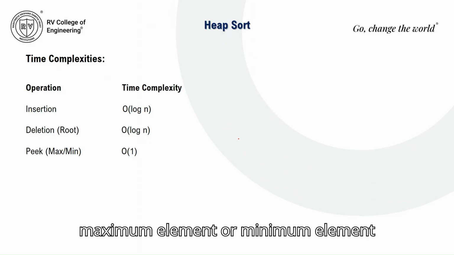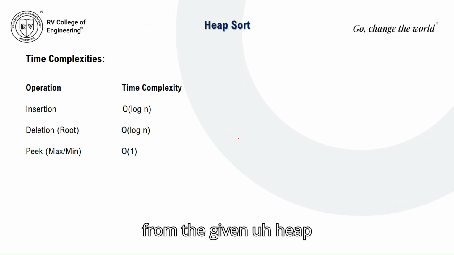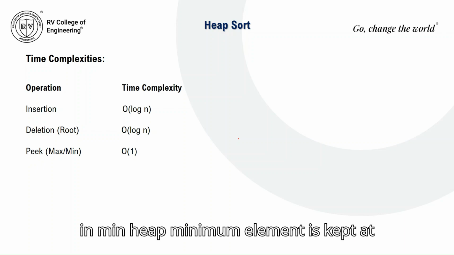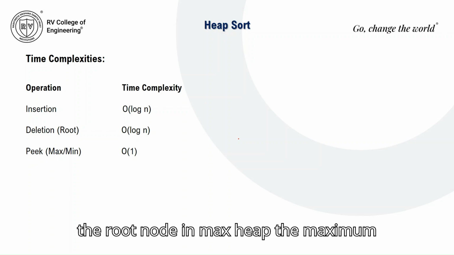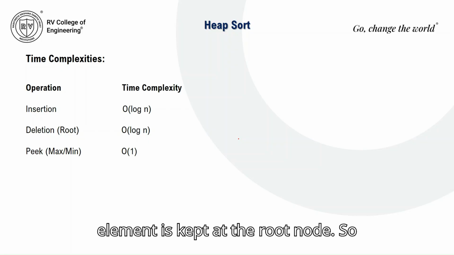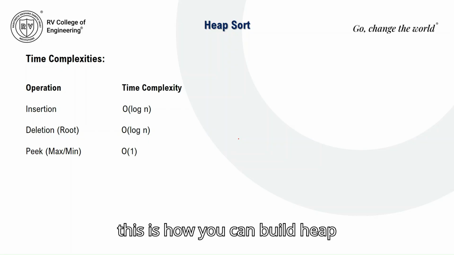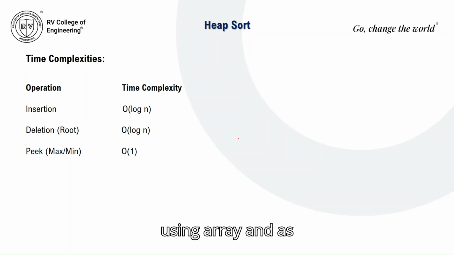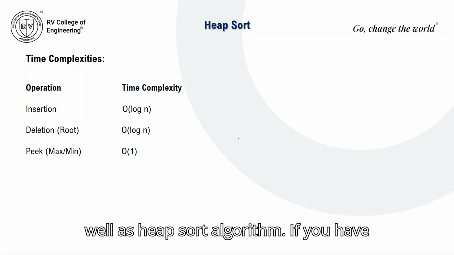And to get the maximum element or minimum element from the given heap, the time complexity is O of 1. Why? Because always in min heap, the minimum element is kept at the root node. In max heap, the maximum element is kept at the root node. So this is how you can build a heap using an array, as well as the heap sort algorithm.